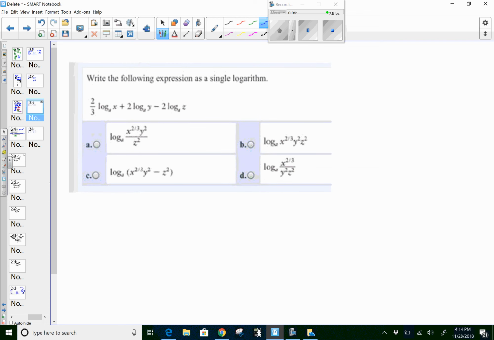This one here is very similar, so I have a times, because addition changes into times. So I'm going to have a single log with the base of a. I'm going to have a times problem, and I'm also going to have a subtraction changes into division, so I'm going to have something divided by something else. Okay, so now I'm just going to rewrite it. Let's do this in parts. So the x gets a 2/3 exponent.